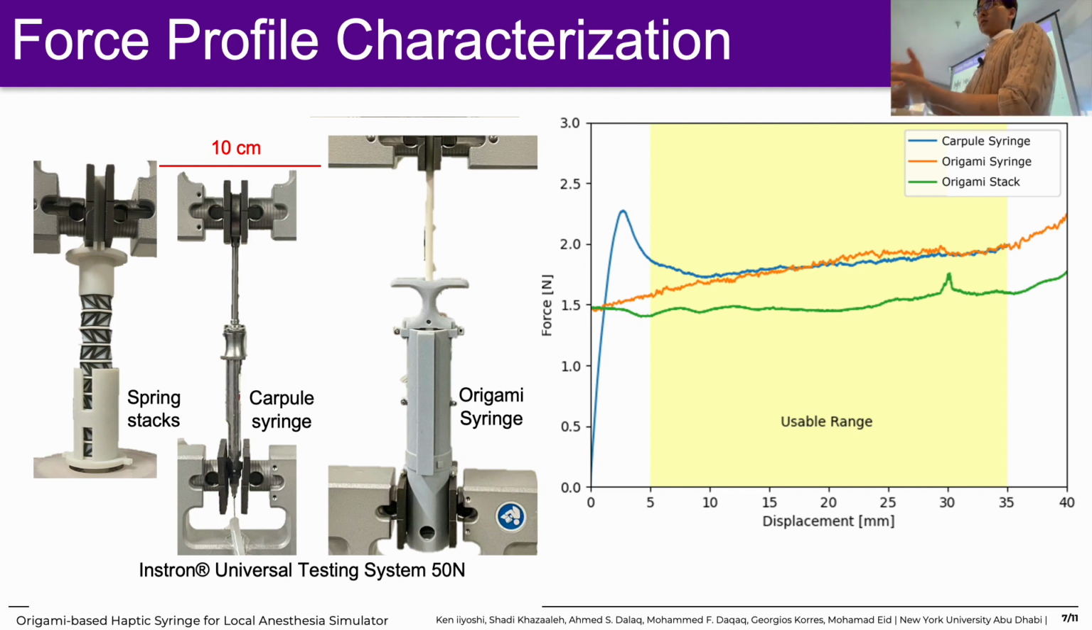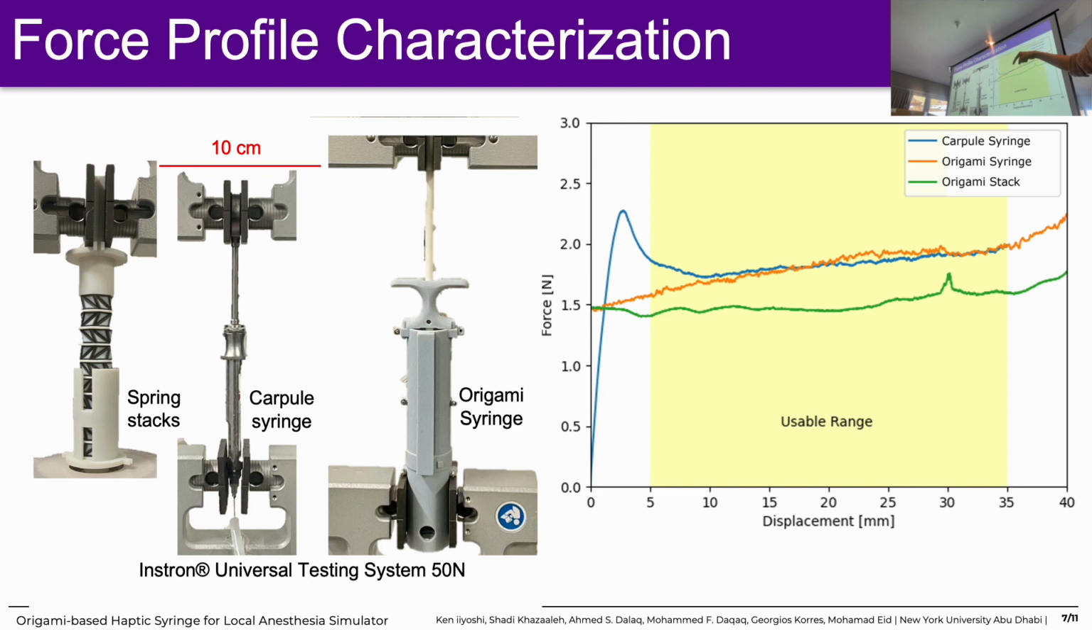And then we had this syringe. So just like last time, we put it through the mechanical characterization. We characterized the syringe itself and the bare origami spring, as well as the real Carpule syringe that dentists actually use. What you see here is another force displacement profile. I'll explain the Carpule syringe first.